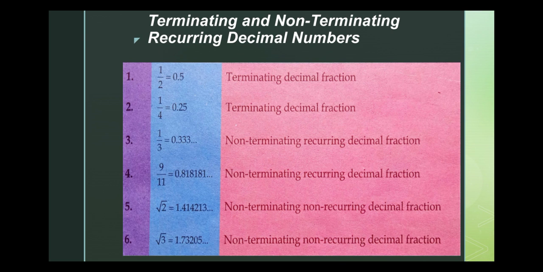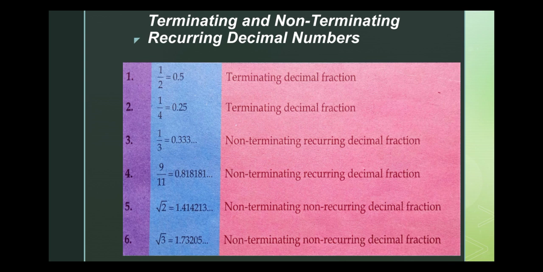Terminating and non-terminating recurring decimal numbers. Terminating means to end, and non-terminating means to continue after the decimal point, in the form of a decimal fraction. Recurring decimal numbers means digits repeat again and again in the decimal fraction. Non-recurring decimal numbers means digits do not repeat in the decimal fraction.